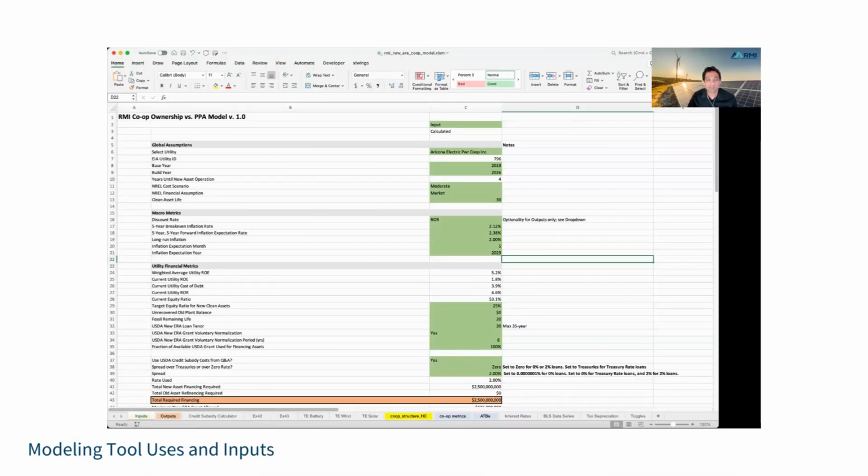The tool that we built is a spreadsheet tool. And I will start by noting its primary focus is to compare ownership of clean energy resources. We've largely focused here, for simplicity, on the near-term opportunity to own resources like wind, solar, and storage as the examples of relevance here. And we're comparing that ownership to what might be possible in terms of costs with a power purchase agreement.